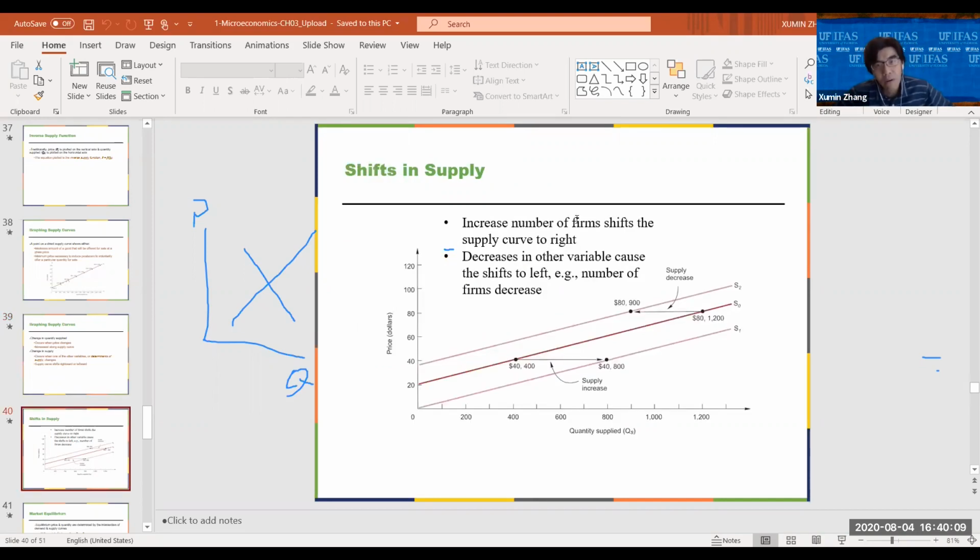Another example is the number of firms, right? It shifts the supply curve to the right. But if we have other things, for example, the import price, I like to use gasoline. If the gasoline price or the crude oil price increases, this will increase the cost, and then very likely this will reduce the supply. So this curve shifts to the left.